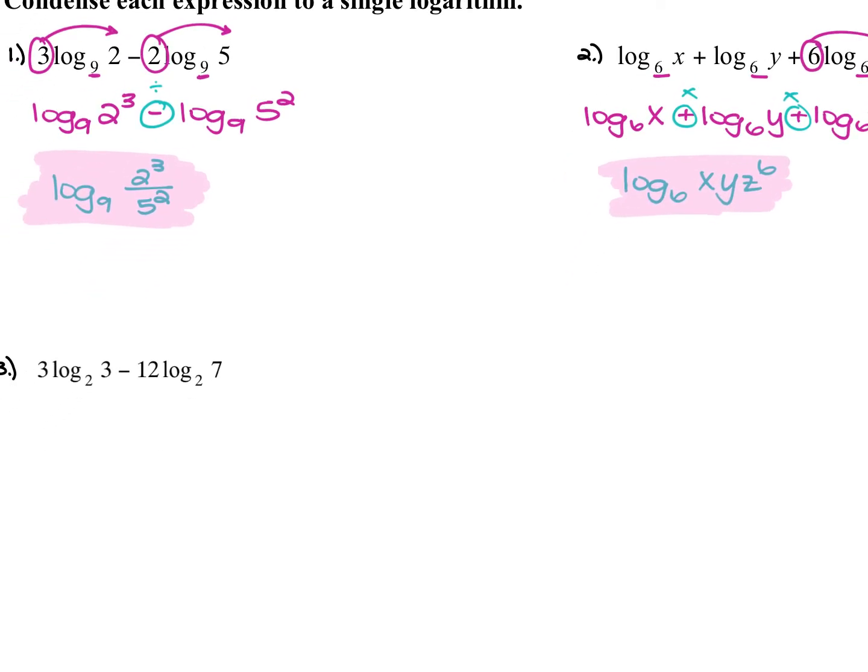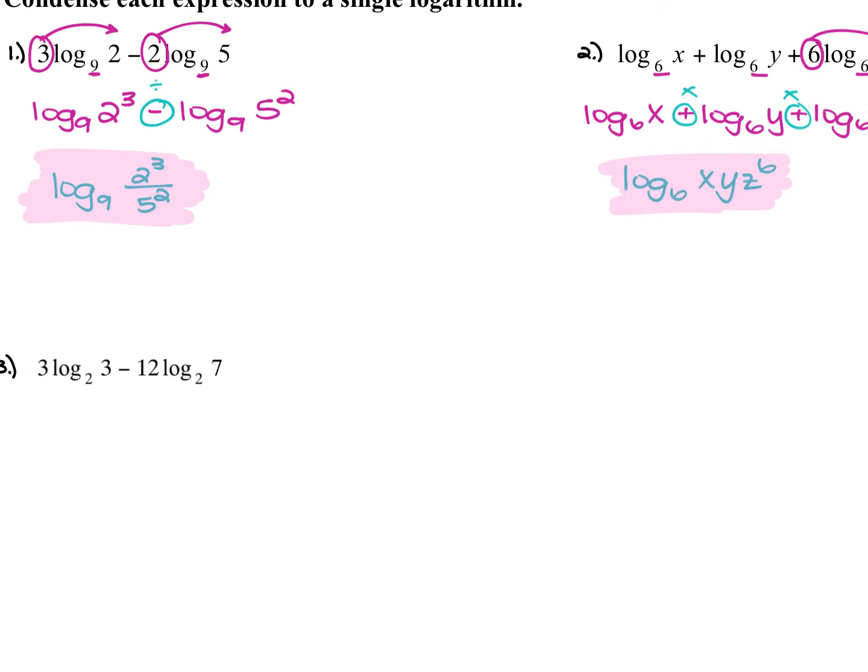For number 3, we have 3 times log 2 of 3 minus 12 times log 2 of 7. Your 3 is going to become the power on the 3. The 12 becomes the power on the 7. So that gives you log 2 of 3 cubed minus log 2 of 7 to the 12th power.